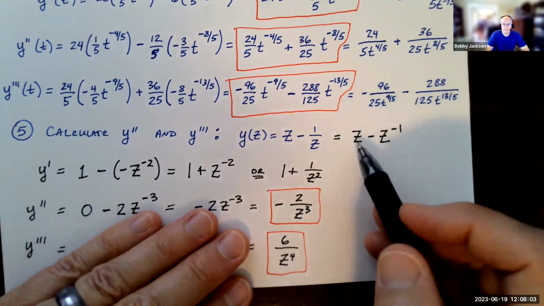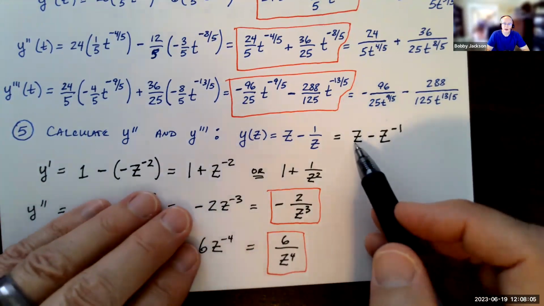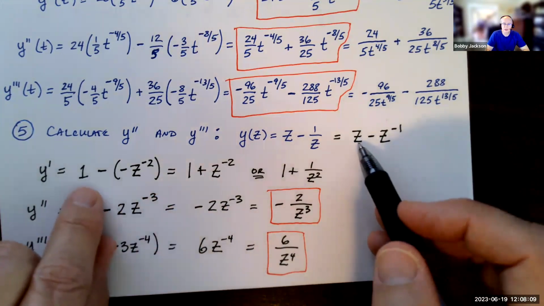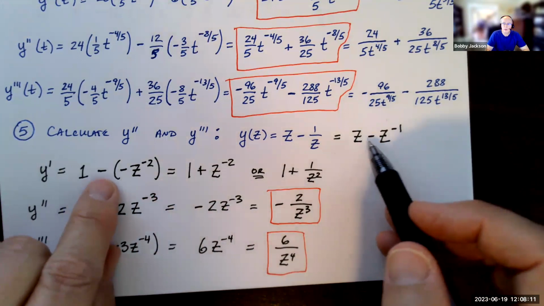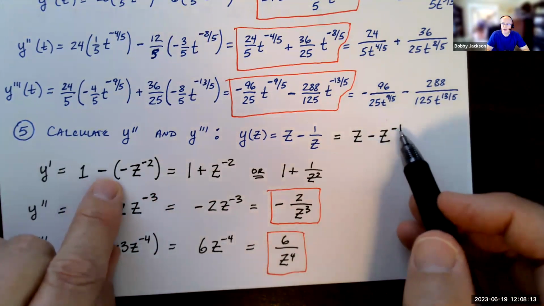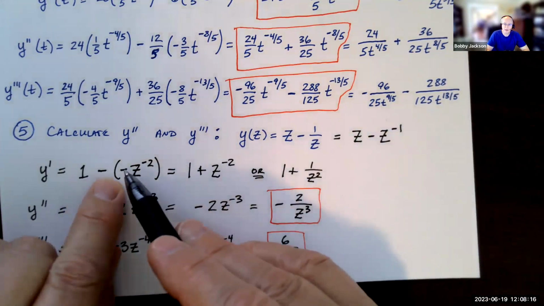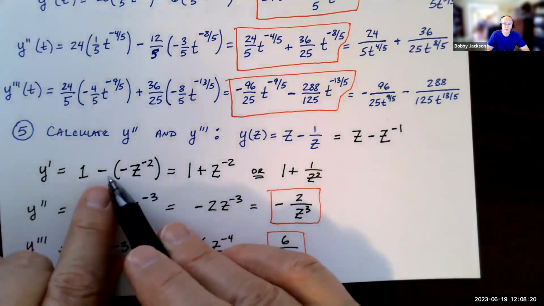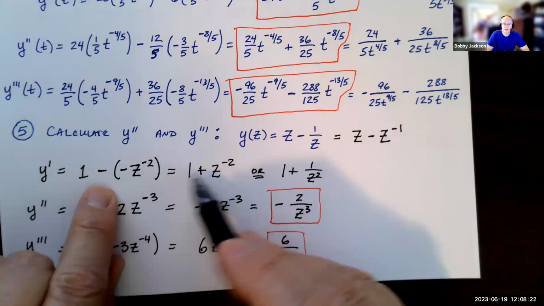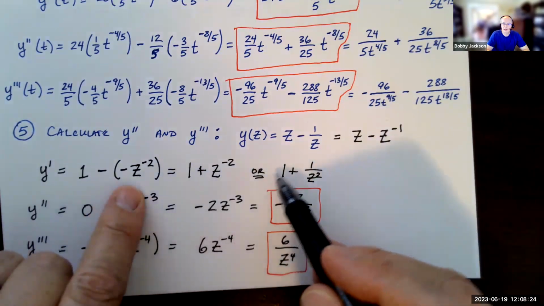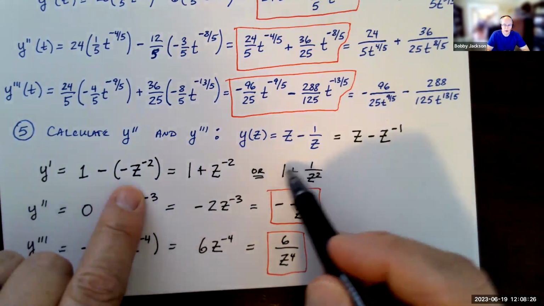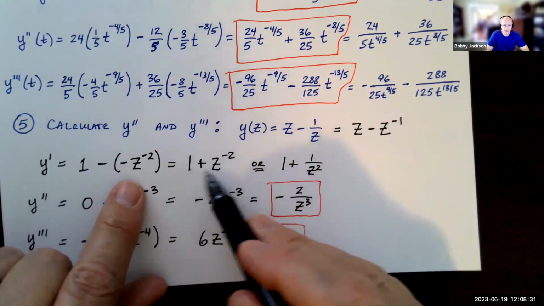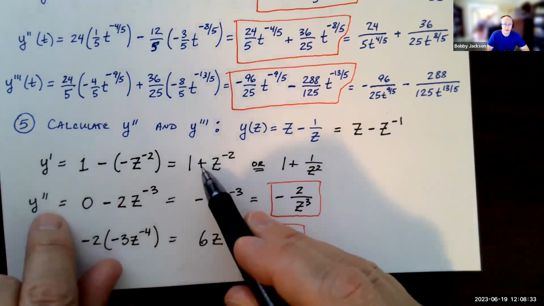Okay, so I need to first find the first derivative in order to get to the second derivative. So the derivative of z with respect to z is just 1, right? Minus, what's the derivative of z to the negative 1? Power rule. Bring the negative 1 down. So there's a negative 1, z to the subtract 1, negative 2. So I get 1 minus a negative is positive, z to the negative 2. Or you could write that as 1 plus 1 over z squared. But I'm going to leave it in this form in order to find the derivative now of the first derivative, which is the second derivative, right?